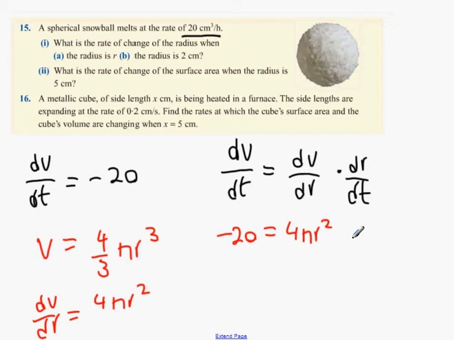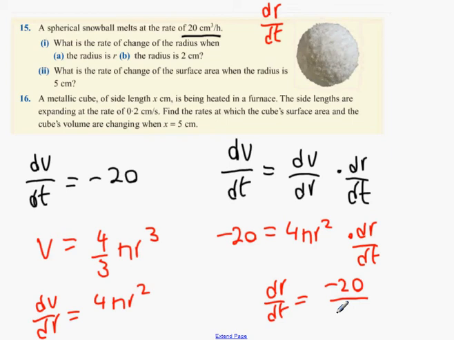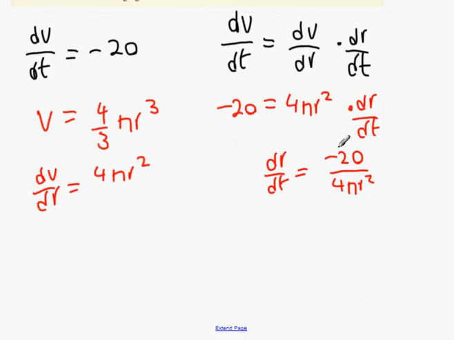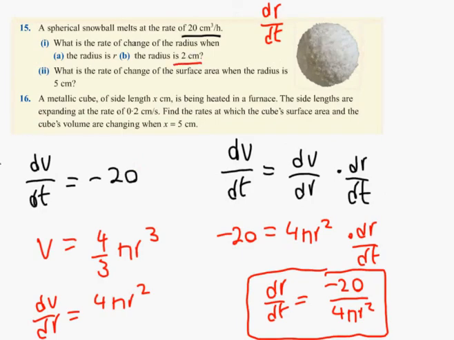what is the rate of change of the radius when the radius is 2? dr/dt. Now, the rate of change of the radius is the change in the length of the radius. That's what dr means, the measurement in the change of the radius over the change in time. So dr/dt ends up being minus 20 over 4 pi r squared. We're expecting the radius to get smaller, aren't we? As the snowball decreases, its radius is going to get smaller. Now we have to replace r with 2. Are we happy enough with that? What happens when we replace r with 2?